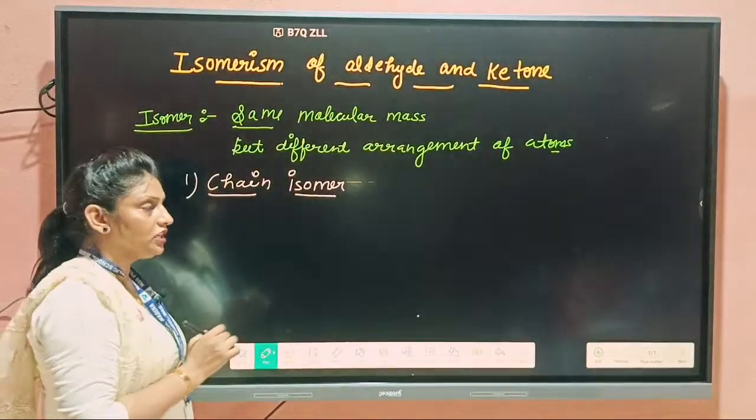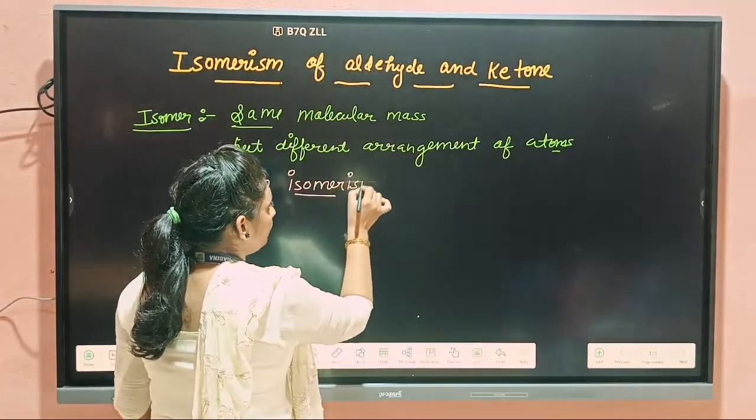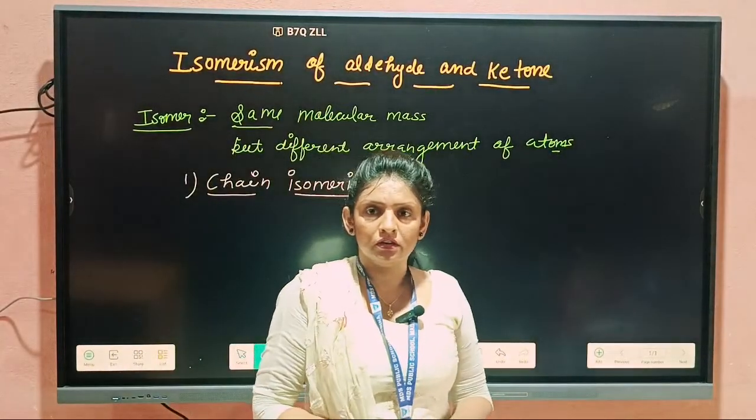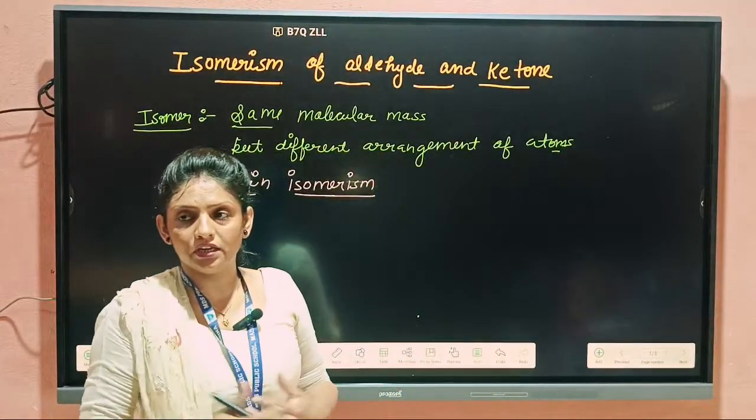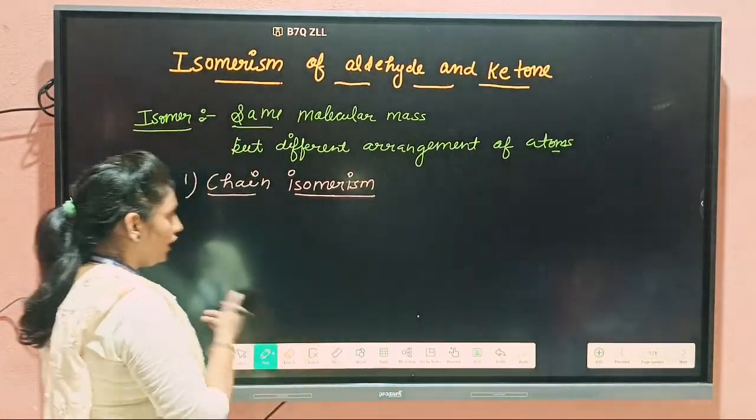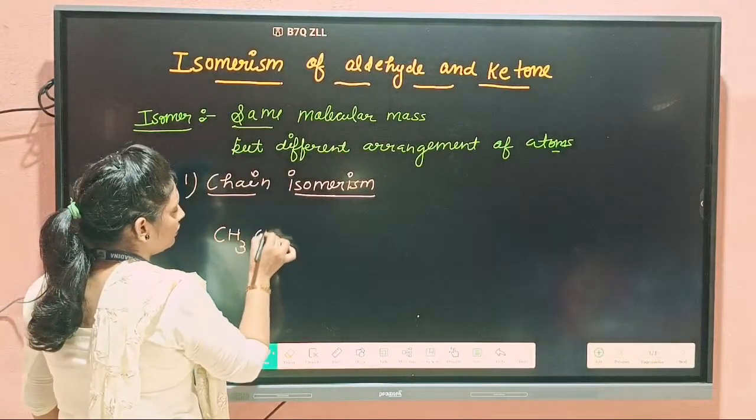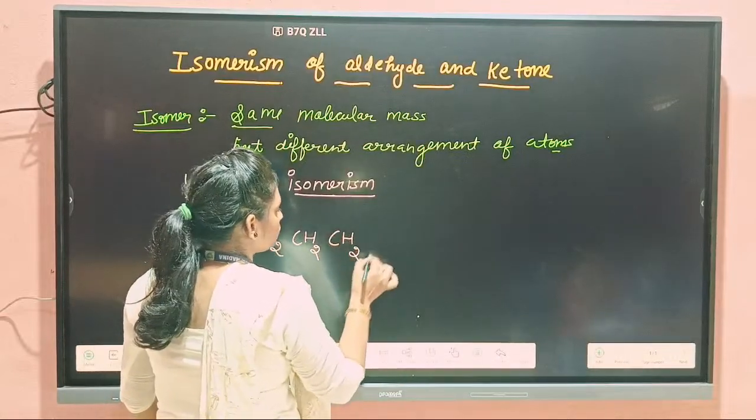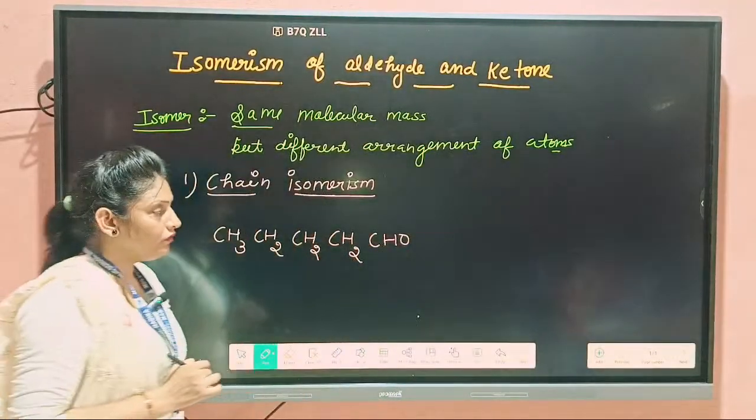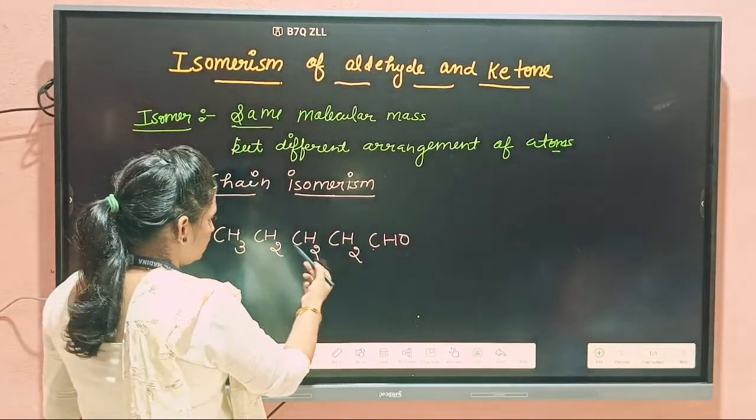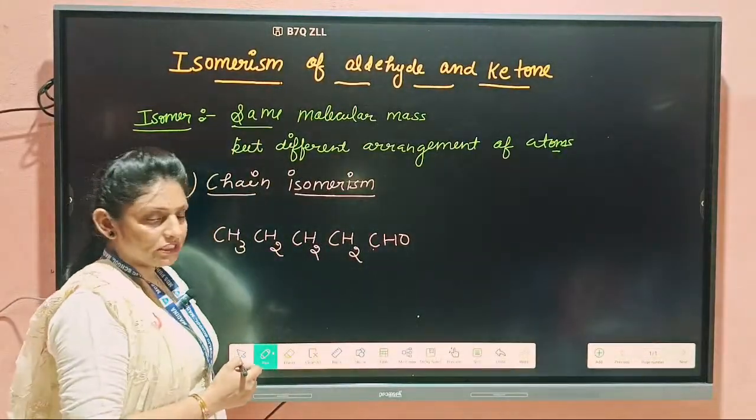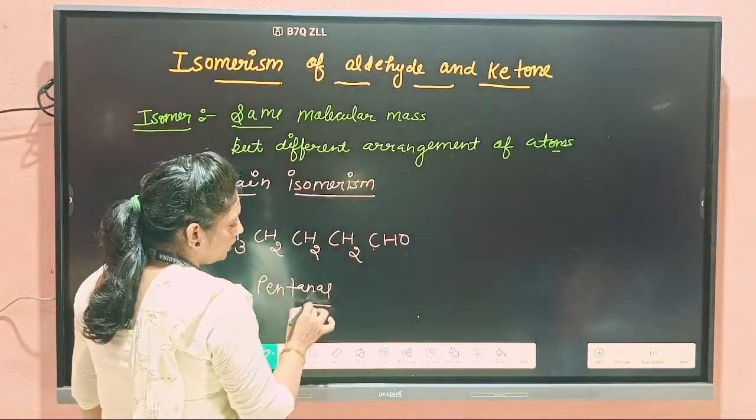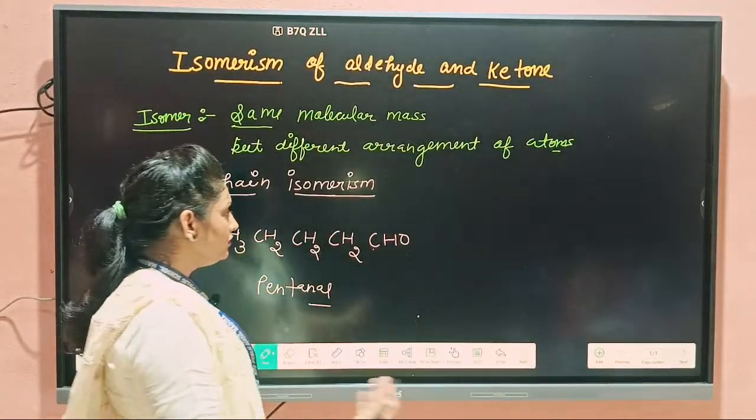What do you mean by chain isomerism? In it, one compound will be in straight chain, the other may be in branch chain. So aldehyde shows chain isomers. Like, student, if you have CH3, CH2, CH2, CH2, CHO, what is this? 1, 2, 3, 4, 5. 5 carbons are there, means it is pentanal.